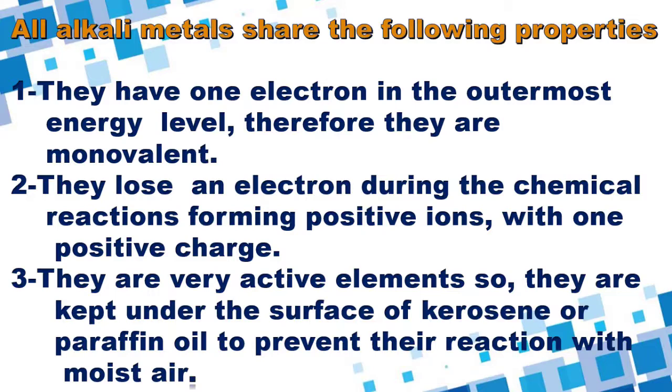Why do alkaline metals carry one positive charge? Because they lose one electron. When the atom loses one electron, the valency equals 1. Why are they positive? Because the number of protons in the nucleus is more than the number of electrons.